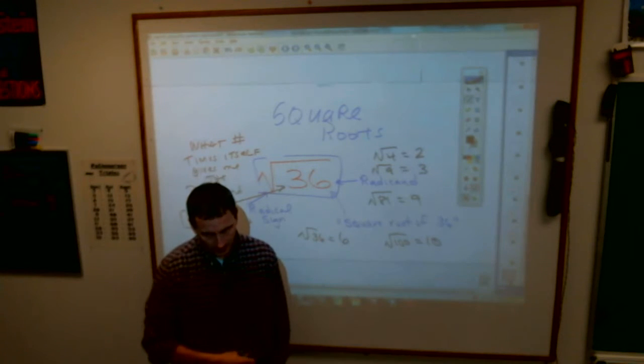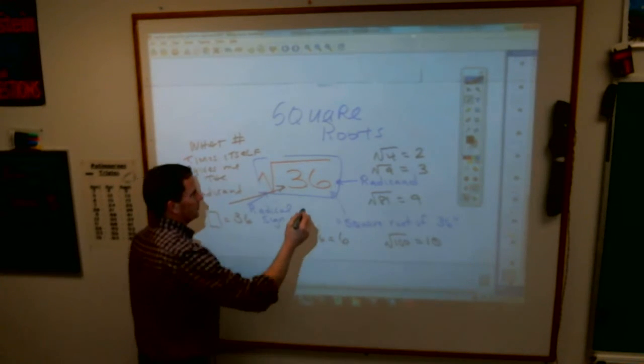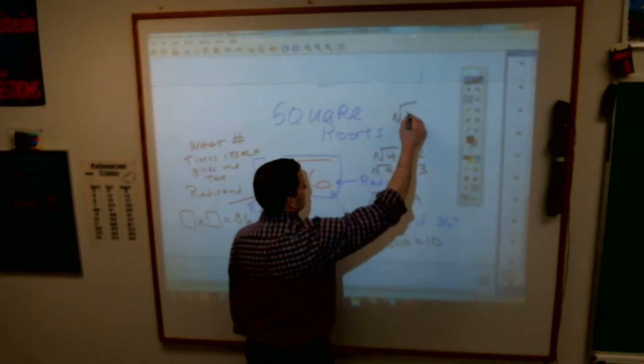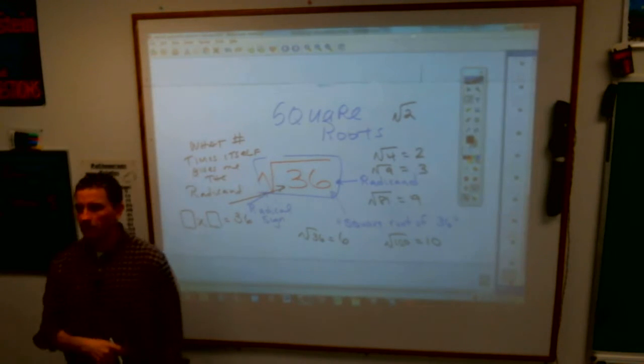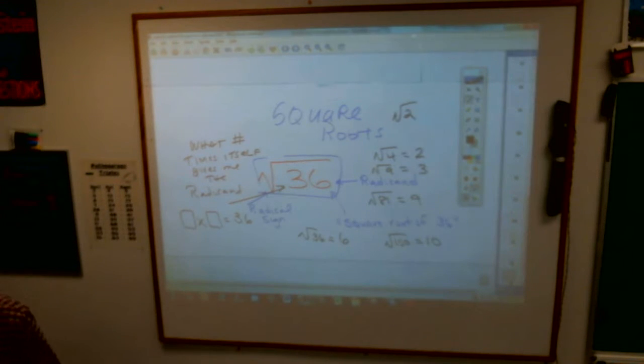They work out nicely. But if I throw this at you, the square root of 2. What number times itself gives you 2? What would you multiply together to give you 2? And don't say 1.5, because 1.5 times 1.5 is actually 2.25.